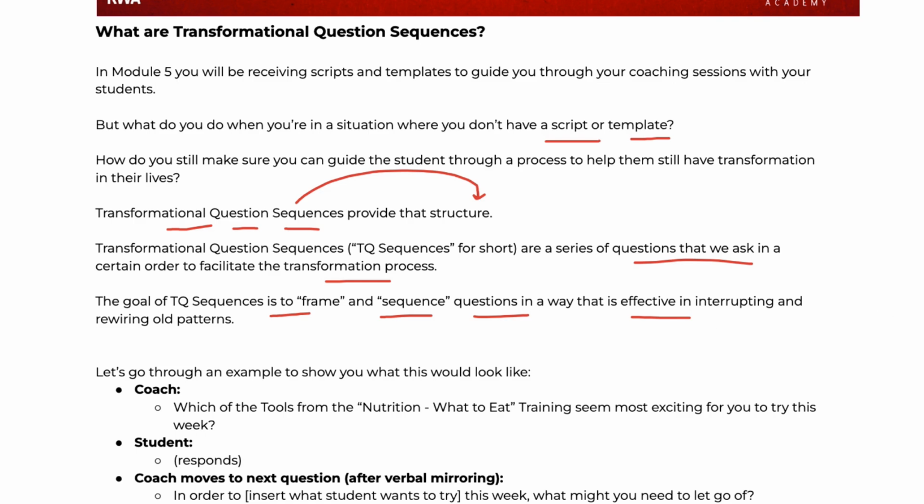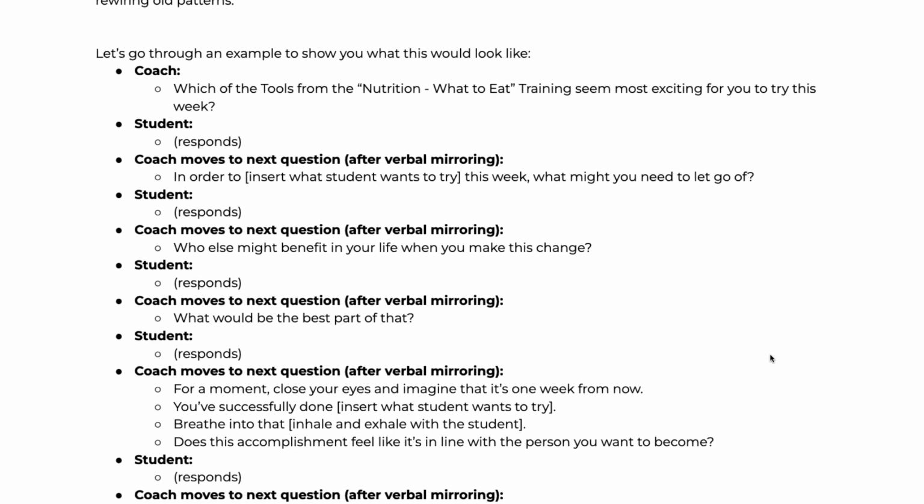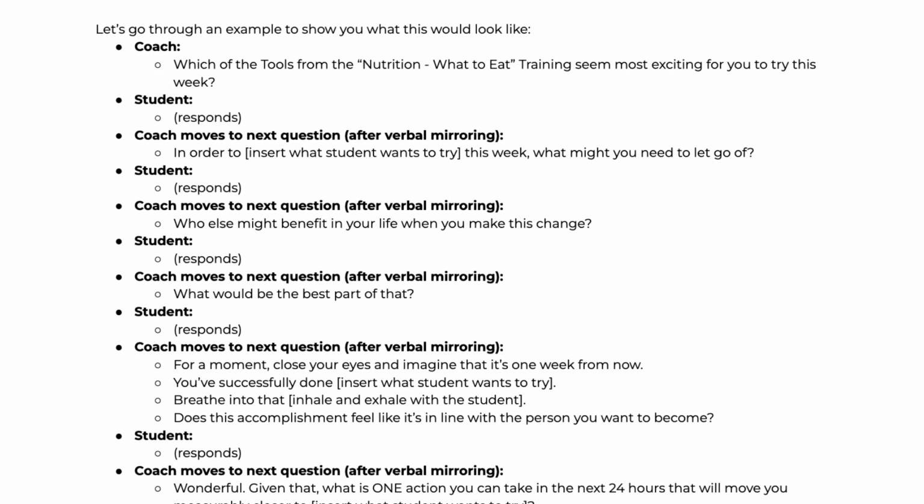Let's go over an example of a transformational question sequence so you can get an idea of exactly what that looks like. The coach would say, hey, which of the tools from the Nutrition What to Eat training seems most exciting for you to try this week? And then the student would respond. And then obviously the coach would use verbal mirroring, conscious listening, all that kind of stuff.